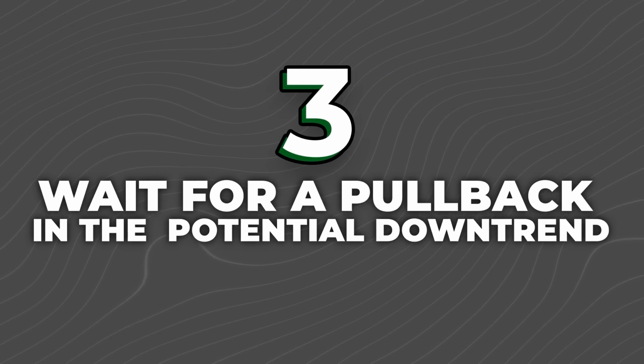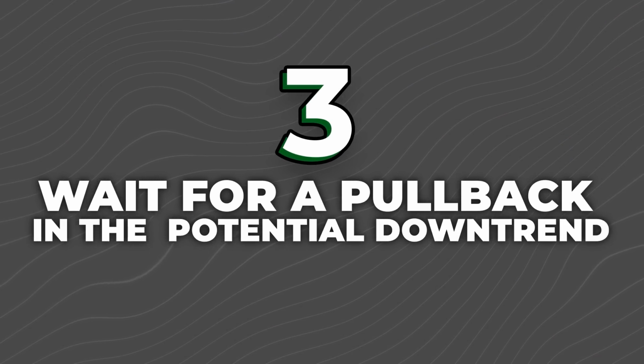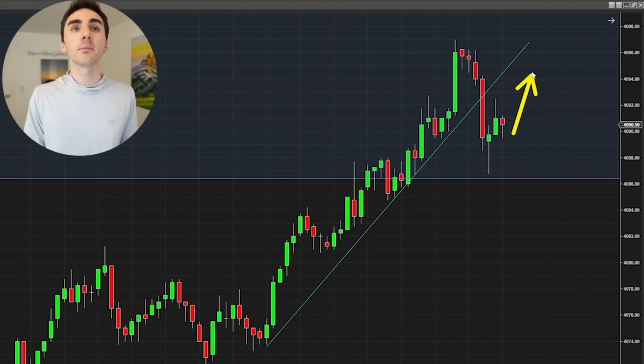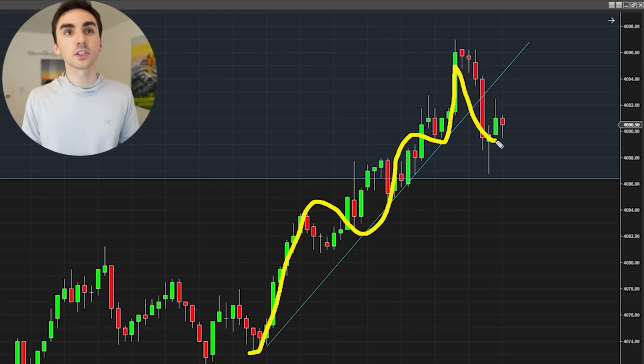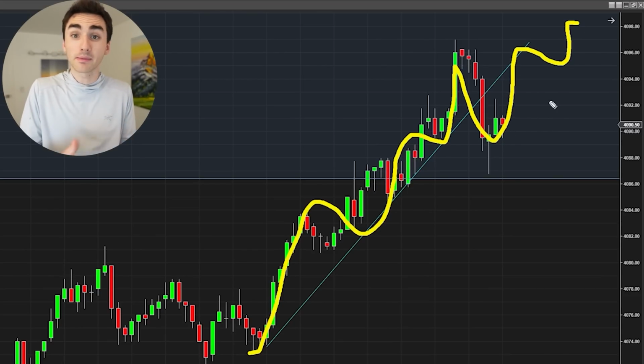Now, step 3 of this process is waiting for a pullback in the potential downtrend, or waiting for the market to attempt to continue higher and keep that uptrend going. Because if you think about it, the market's just going in an uptrend here. Well, this could just be a pullback in its uptrend. You know, maybe it's a little bit bigger of a pullback, but that's totally possible. That can happen.